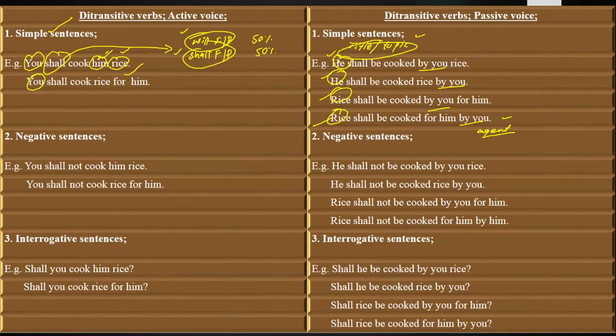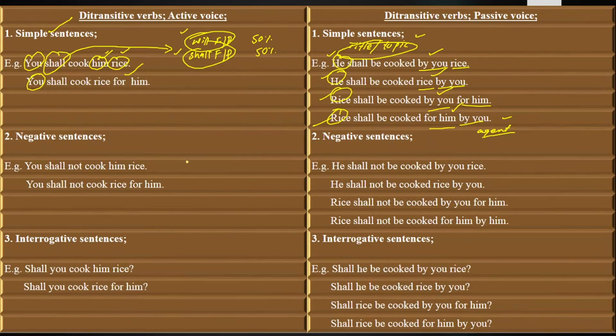When you bring the indirect object into the place of the title subject, by you comes at the beginning, rice at the end, or rice at the beginning, by you at the end. And when you bring the direct object into the place of the title subject in the third and fourth sentences, by you comes at the beginning, for him at the end, or for him at the beginning, by you at the end. Sentences will be as follows. He shall be cooked by you rice, he shall be cooked rice by you, rice shall be cooked by you for him, and rice shall be cooked for him by you.